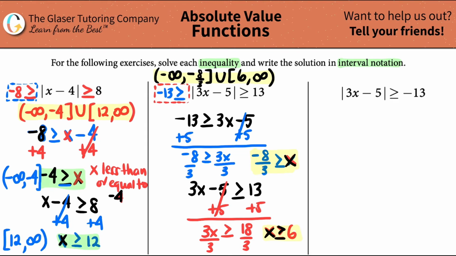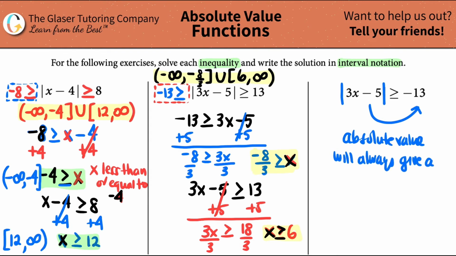Okay. Last but not least, the absolute value of 3x minus 5 has to be greater than or equal to -13. Red flags are already going off because will an absolute value produce out a negative? No, right? An absolute value will always give a positive answer.